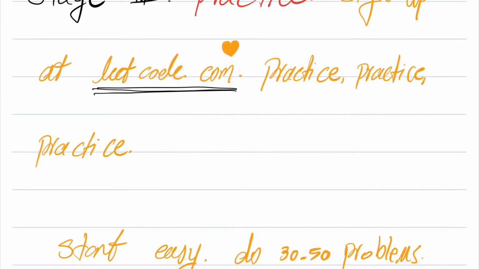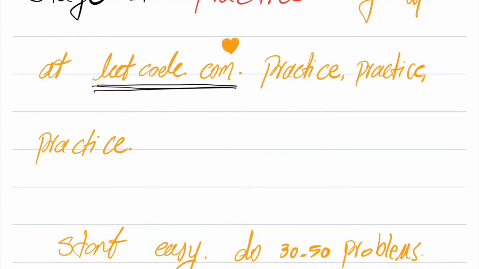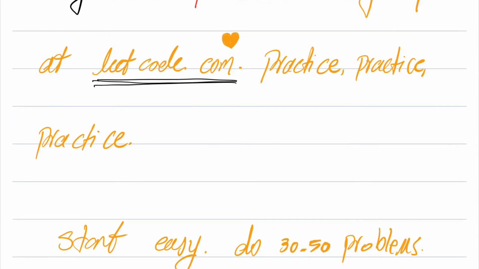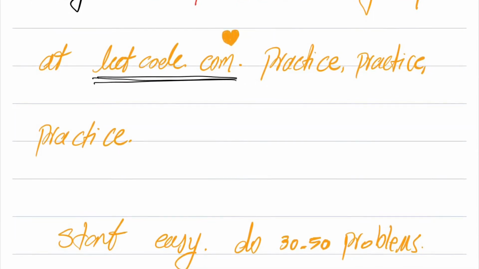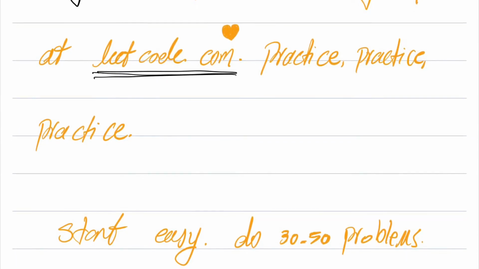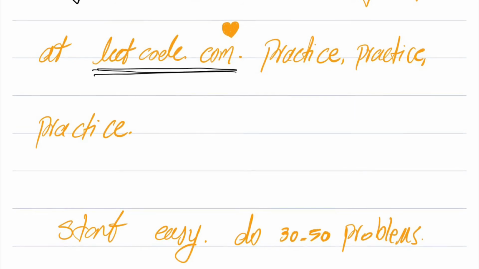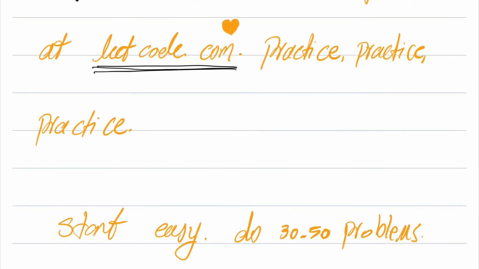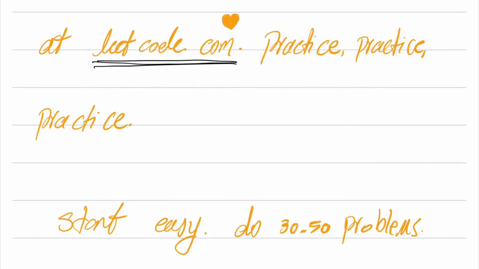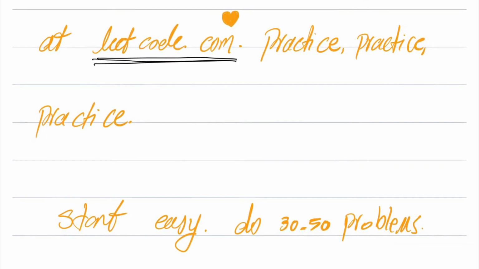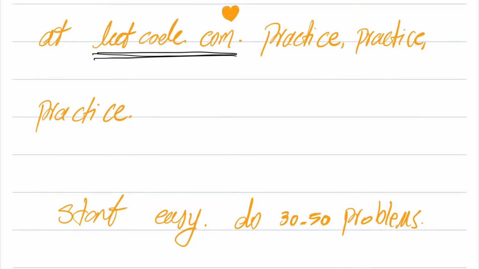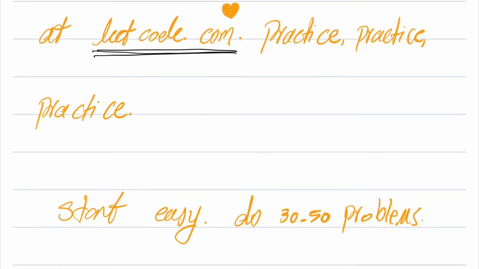Stage three is practice, practice, practice. That's all you need. Sign up for LeetCode. LeetCode is a website, leetcode.com. I'll put a link in the description. And start practicing. They have interview questions from different companies. They have a premium subscription. If you'd like to do that, go ahead. And in the free version, you have a bunch of questions. You don't need to go for premium, at least in the starting stage.